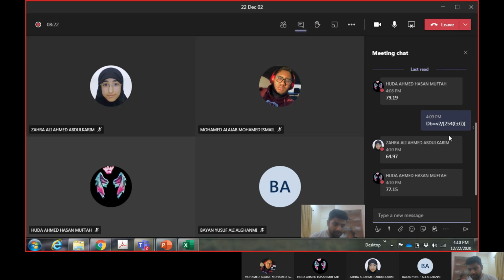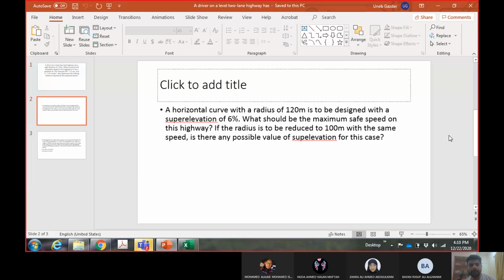77.15 is the correct answer. Okay. So Zara, I think you need to check. Anyway, out of 120 meters of stopping sight distance, 77.15 meters is the braking distance, and the remaining is the perception reaction distance. I hope the procedure was clear. You can check the calculations later on.